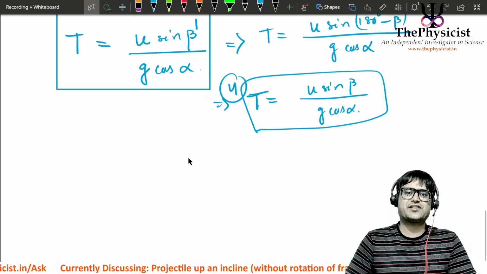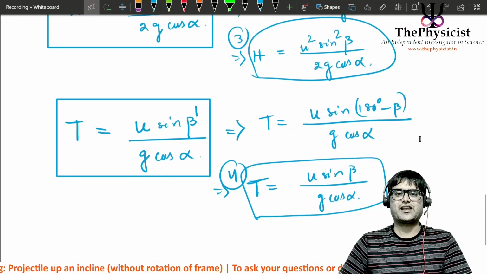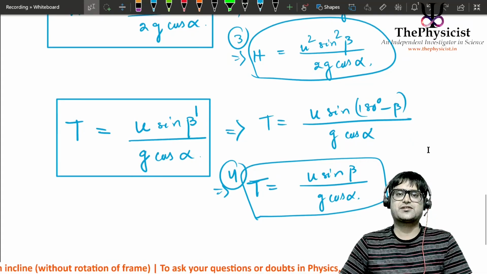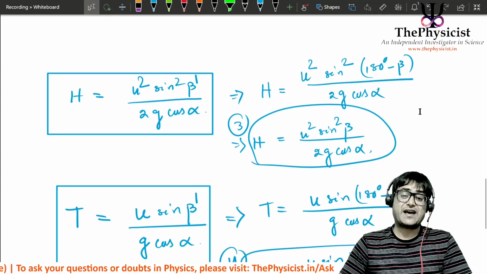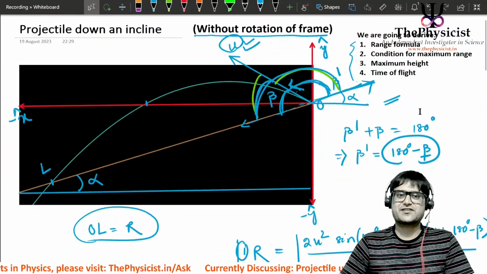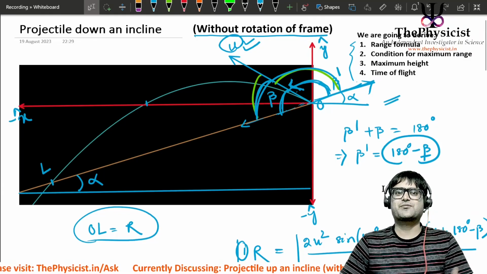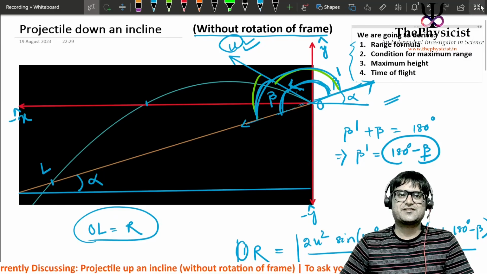So with that derivation, you now know how to calculate the range and the condition for maximum range. Even using that, you can find the maximum range itself. Then the max height and time of flight for a projectile thrown down the incline. And in the previous lecture, we covered all these things when the projectile is thrown up the incline. With that, I think this topic is covered.